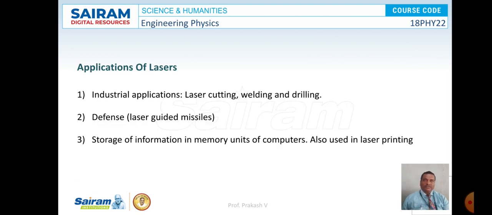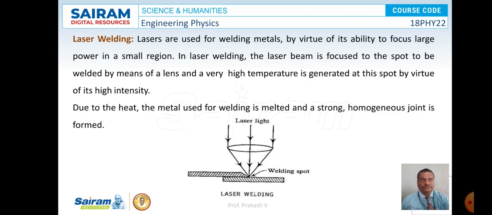When we come to the applications of lasers, there are three types of applications that we find. One is industrial application, that is, we can see it in laser cutting, laser welding and drilling, and also it is used in defense, and also for storage of information in memory units of computers. So these were some of the applications of lasers. Now let us concentrate on the application of laser in industry. The first one is laser welding.